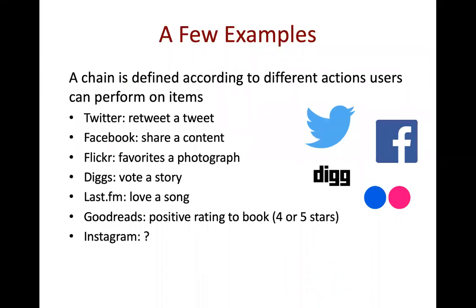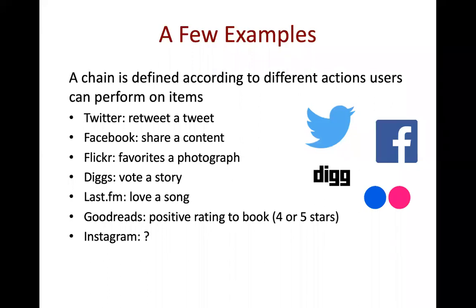A chain is defined according to different actions users can perform on the items, right? So in Twitter, it can be retweets, Facebook can be shares, and in Flickr, it can be like favoriting the photograph, and there's a couple more examples in other social networks. For example, for Instagram, what can it be? How can a chain be spread? Well, probably based on the comments, right?